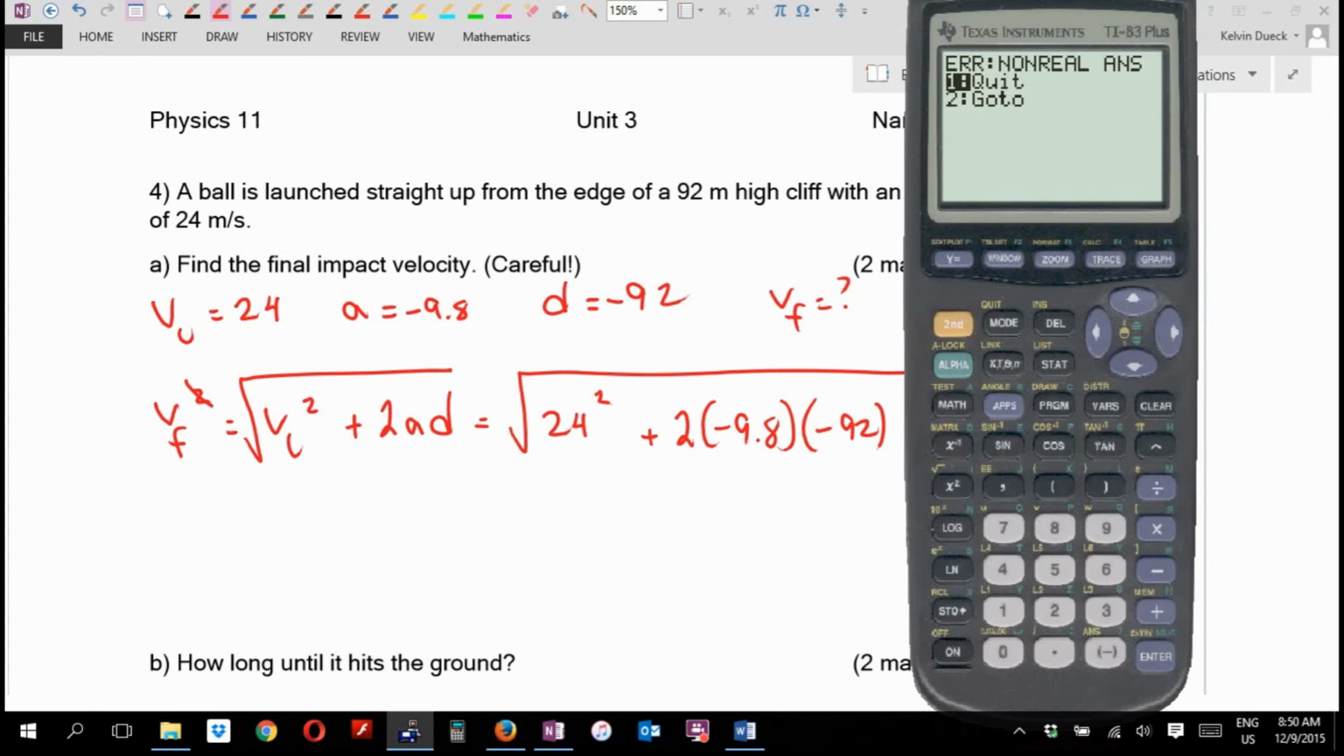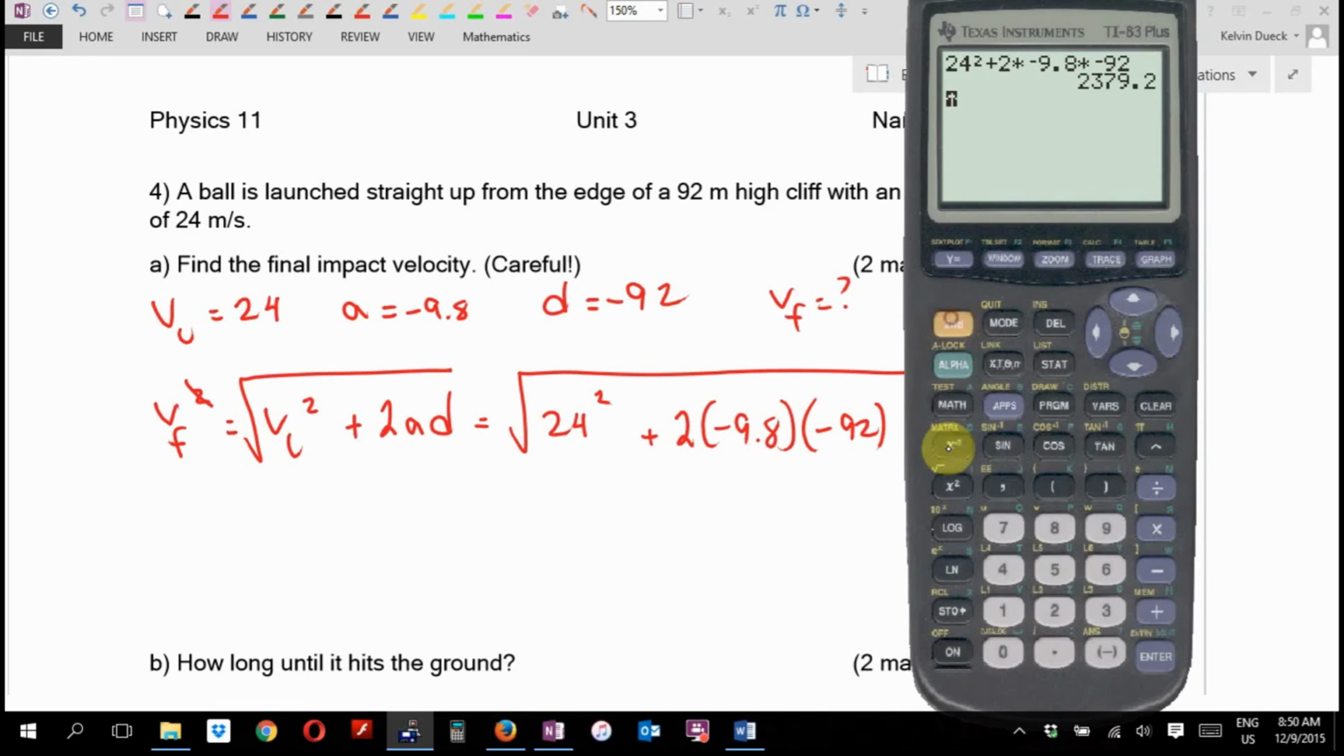That's the universe saying, I can't do this in the real world. You told me it fell downwards. It accelerated downwards at negative 9.8 and ended up above us. I can't do that. So if you get a calculator error, what's the first thing you go back and check? Check your negatives, check your positives, and especially if you're on a cliff, check your displacement. Your displacement should be negative. Negative, where's my negative? 92.